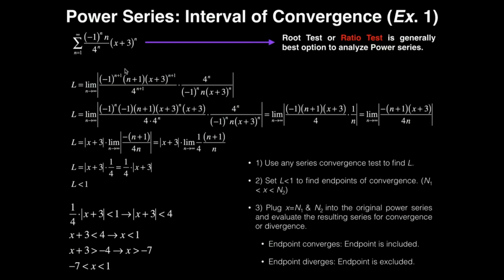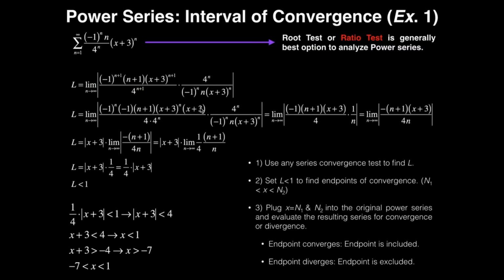Alright, let's say -1 to the n plus 1 power is the same as -1 to the n times -1. Now this n plus 1, we can't really do anything with that, so we'll leave it. But this x plus 3 to the n plus 1 power can be written as x plus 3 to the n times x plus 3, which is to the first power, but we'll just leave that off for the moment. And in the denominator here, 4 to the n plus 1 is the same as 4 to the n times 4, or 4 to the first, so we have that. So now, we've simplified all of the n plus 1 terms that we can.